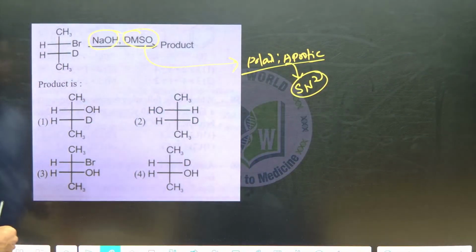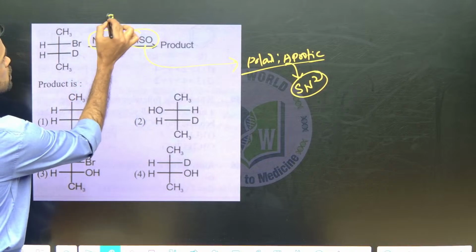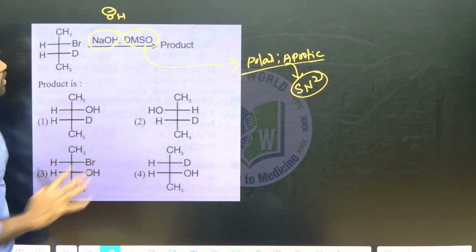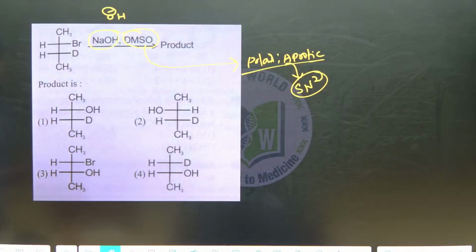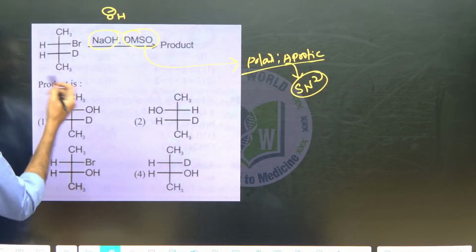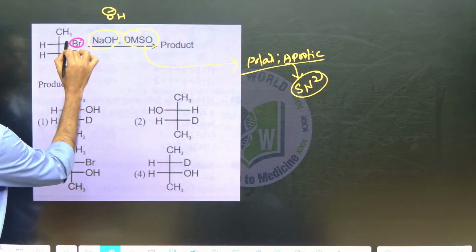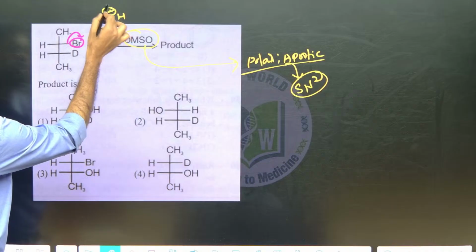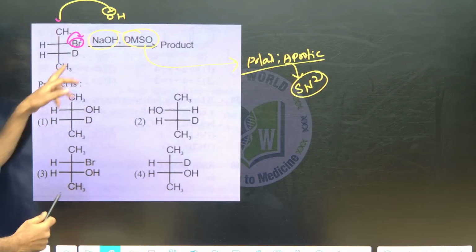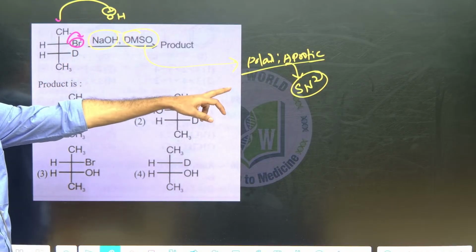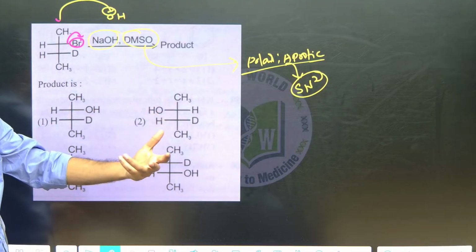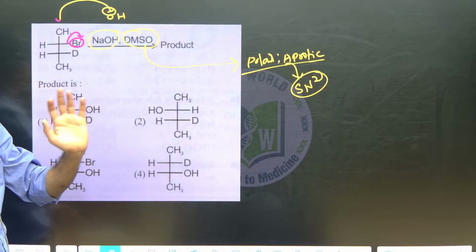See where the reaction takes place. NaOH is there. There is no heating condition, means it is following substitution, not elimination. Here bromine is there, so it will go out, and in its place we will get OH. But which mechanism is it following? SN2. So what happens to configuration if there is a chiral center? Inversion. R becomes S, S becomes R.